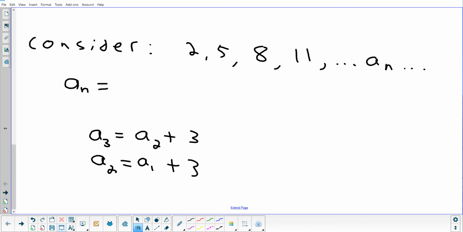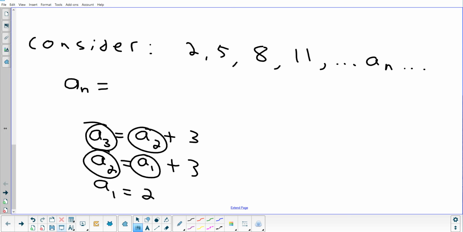Plus 3. Now, the first one has to be given to you. Now you can work your way back up. Okay, I've got the first one. Plug the first one in here. 2 plus 3 gives me 5 for the second one. Now plug the second one in here. 5 plus 3 gives me 8 for the third one. And you can work your way through it that way. So in general, this is the term before that. This is the term before that. What's the term before that?